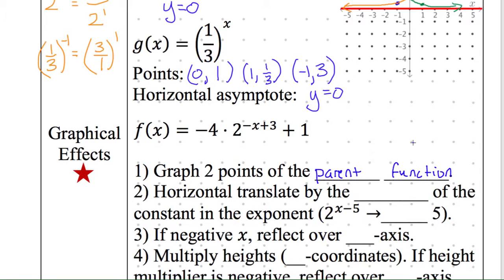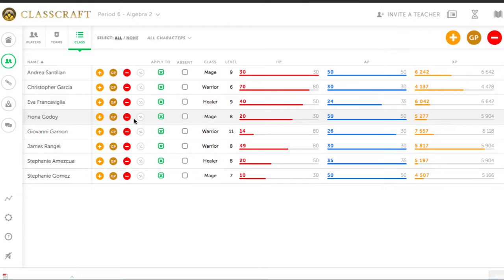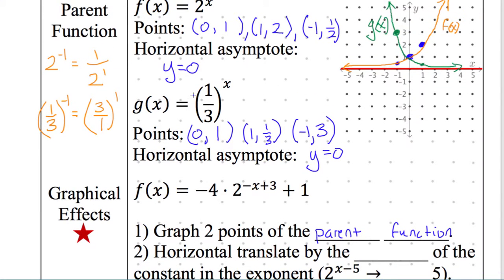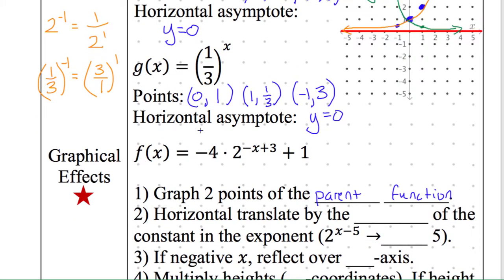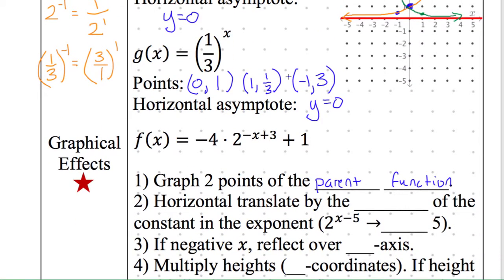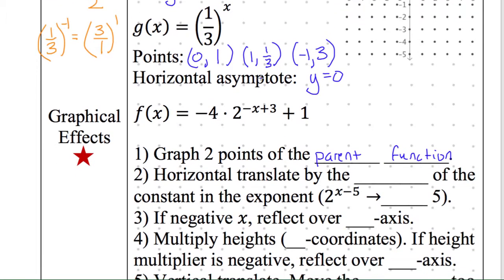So we just learned about the parent function. Hopefully we can graph at least 2 of those points. Thank you, Eva. I gave you 3 of those basic points. We can hopefully graph 2 of them. The reason I gave you 3 is because sometimes you get this thing where you have a weird fraction that you can't graph.